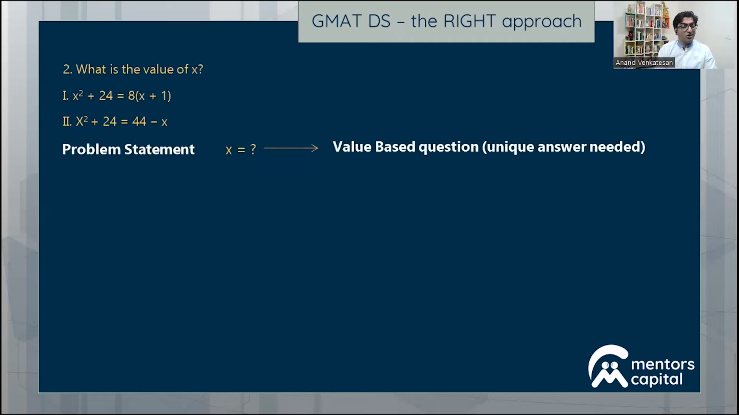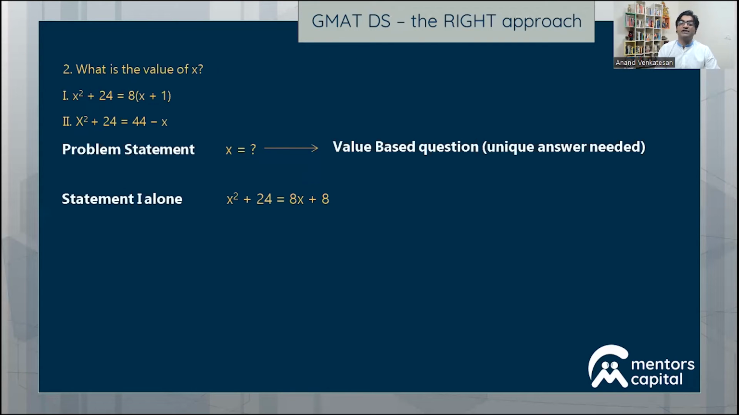And also notice this is not a logic-based problem. Here we have a value-based problem, right? And a value-based problem rewards uniqueness, right? So if I get a unique answer, a single answer, then I'll mark it as sufficient. But if I get many answers by solving a particular equation, it's not sufficient, right?